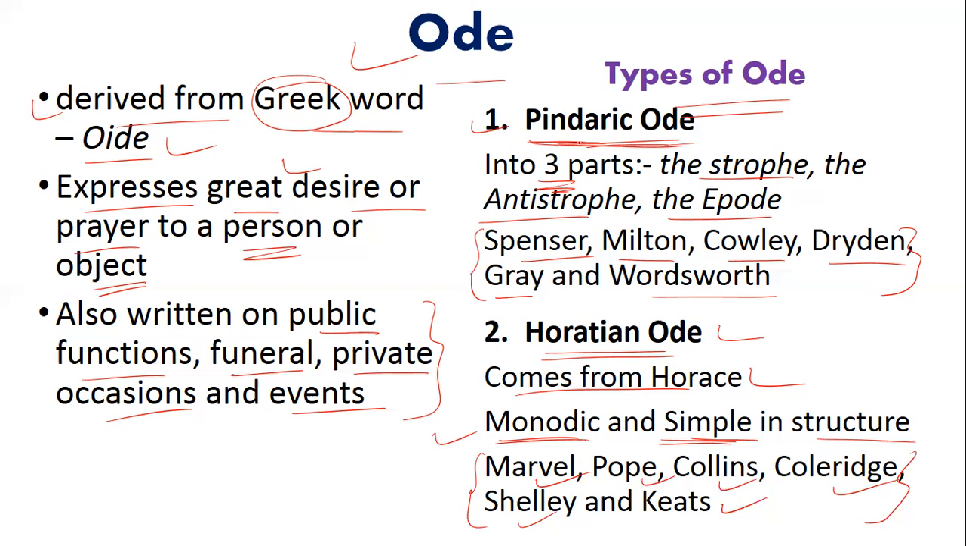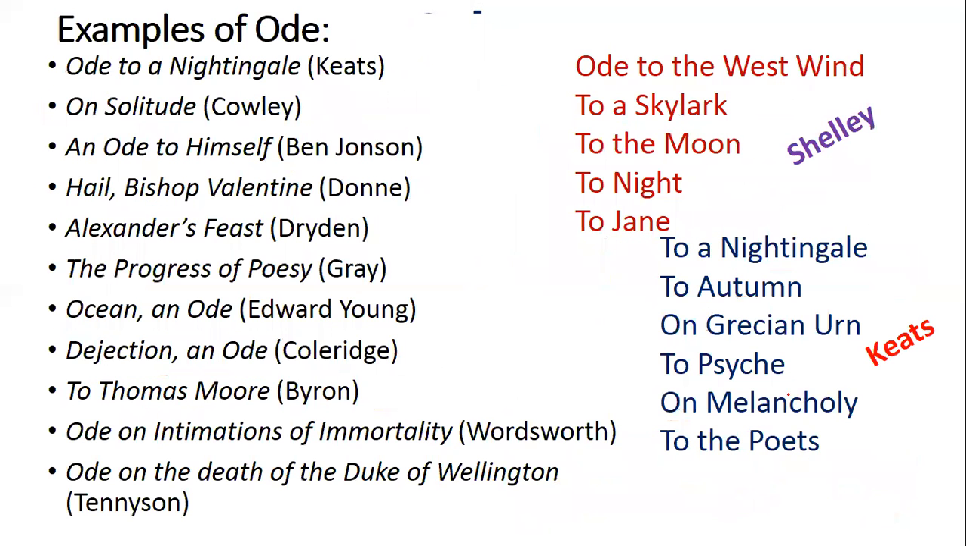So we have learned two important types: Pindaric ode and Horatian ode. Pindaric ode includes three important parts: strophe, antistrophe, and epode. And Spencer, Milton, Cowley, Dryden, Gray, and Wordsworth, these are the poets of Pindaric ode. And Horatian ode is simple and monodic in structure, and Marvell, Pope, Collins, Coleridge, Shelley, and Keats, these are the important poets here. Then friends, some more examples are here of ode.